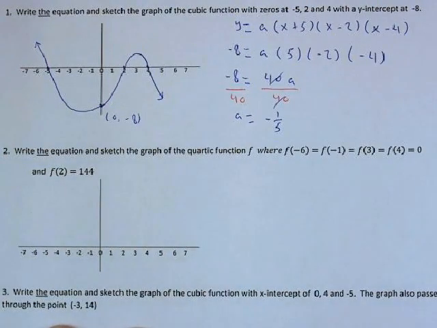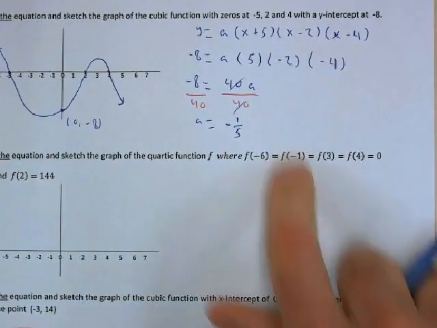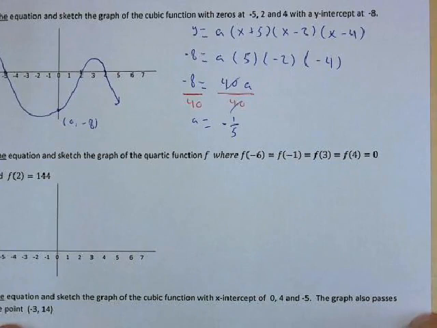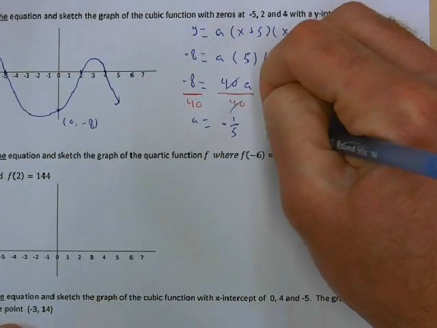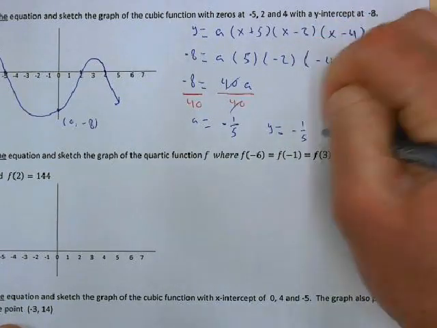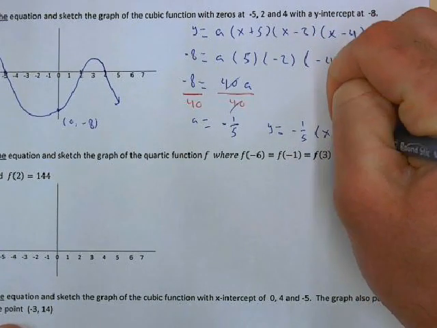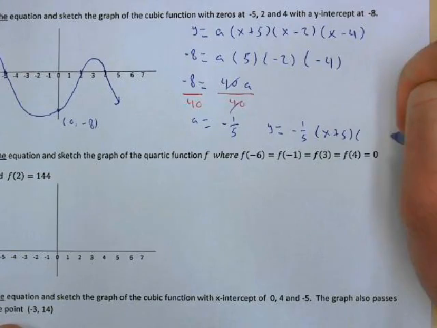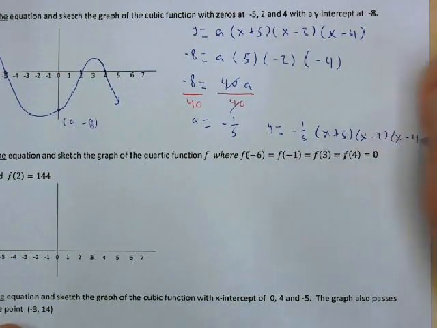Okay, so then now I've got my a value. Now I can plug that in up here, and I'll have my whole equation. Let's put it right here where we have a little bit of space. So we're going to get y equals -1/5 times all my factors, x plus 5, x minus 2, and x minus 4. And then that is my equation.